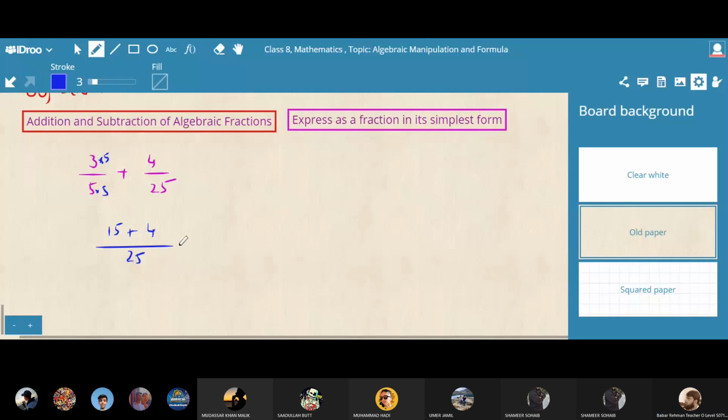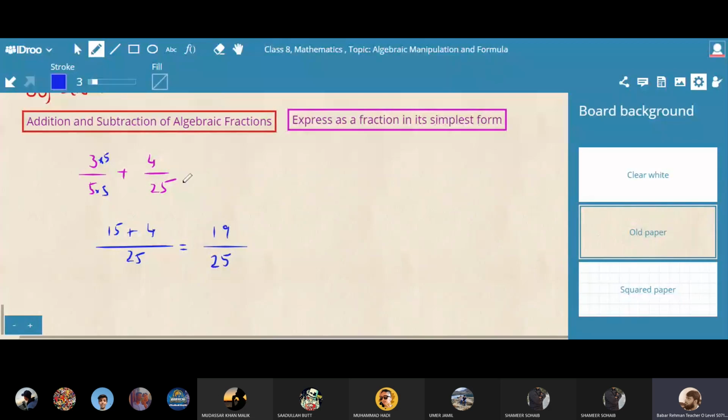Plus 4. And now students, what is our final answer? Our answer is in fraction. Look at this. Express as a fraction. Our answer is a fraction, and also it is in the simplest form. If the answer is not in simplest form, you have to make the answer in simplest form. So our answer is purely in the simplest form.